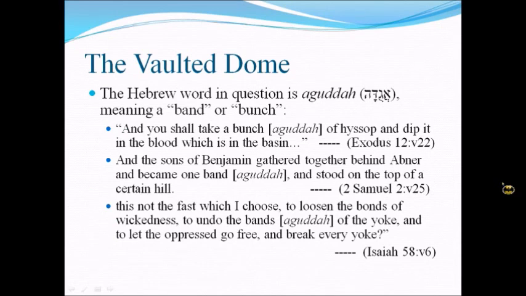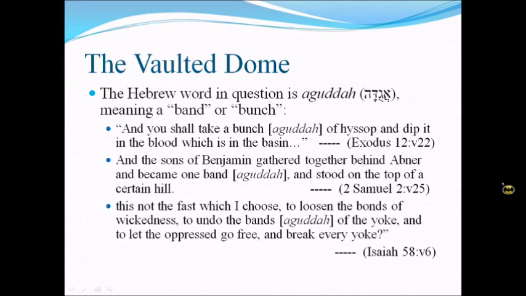The vaulted dome. The Hebrew word in question is agudah, meaning a bunch or band. "And you shall take a bunch of hyssop and dip it in the blood which is in the basin." Exodus 12, verse 22. "And the sons of Benjamin gathered together behind Abner and became one band and stood on the top of a certain hill." 2 Samuel 2, verse 25.